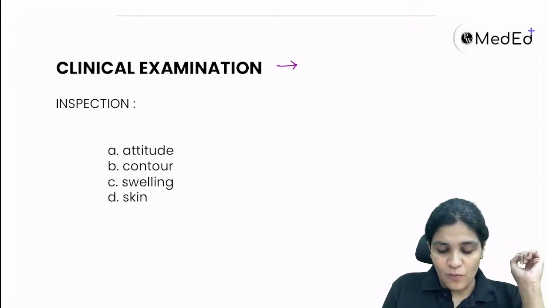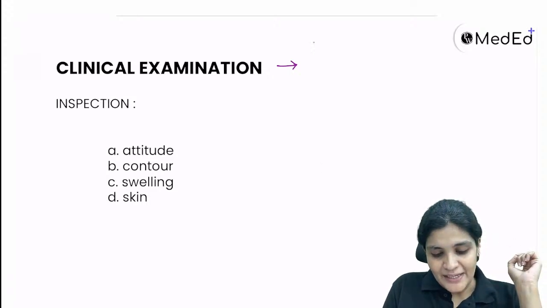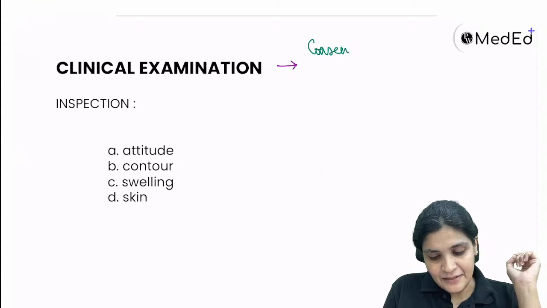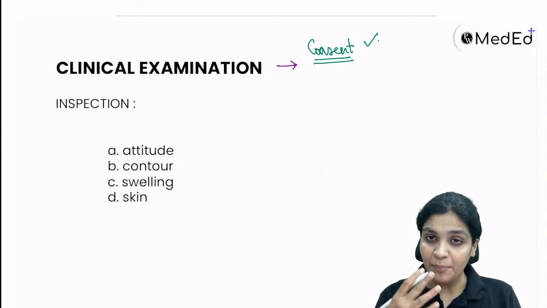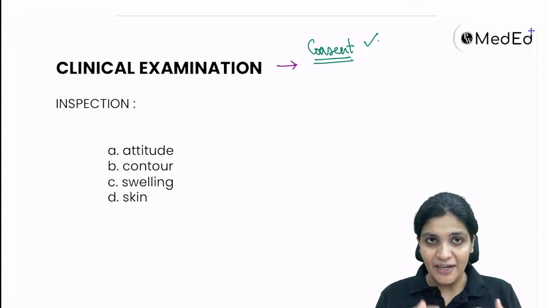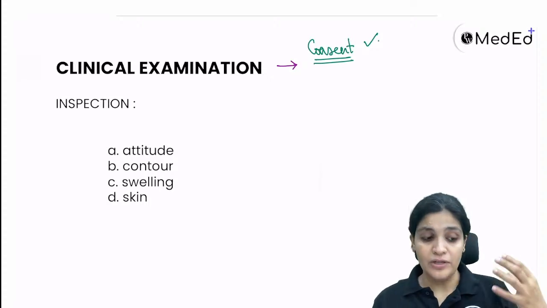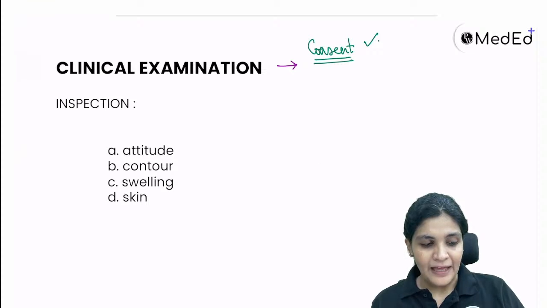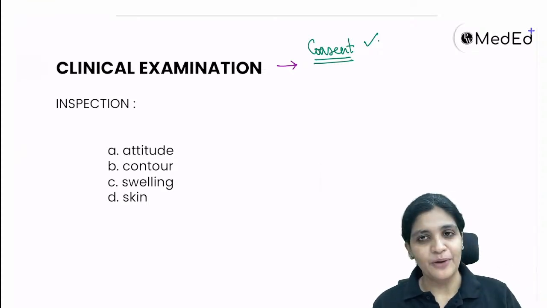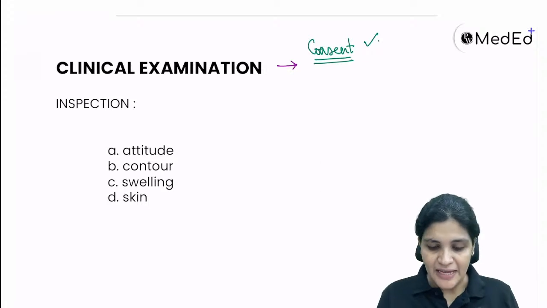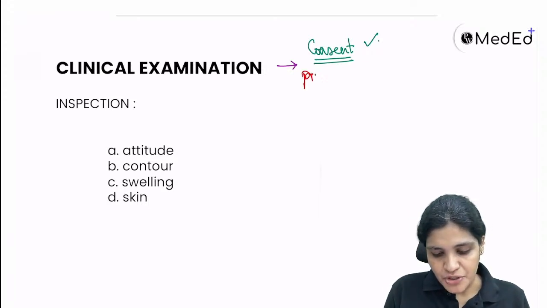So the first thing we have to always do is take the consent, right? You have to always take the consent. The introduction of yourself will be done before history taking itself. But when it comes to clinical examination, you're going to explain to the patient that you're going to look, feel and move. But before that, you have to take the consent of the patient and proper exposure.